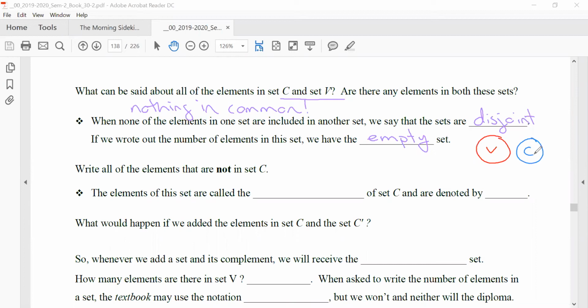Okay, now the next question says, write out all the elements that are not in C. Well, if I'm not in C, what am I?